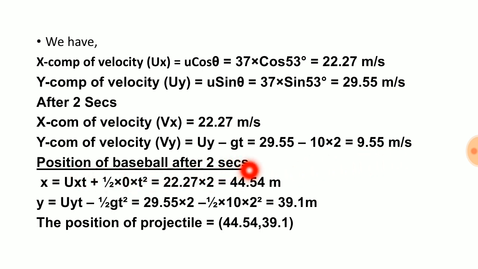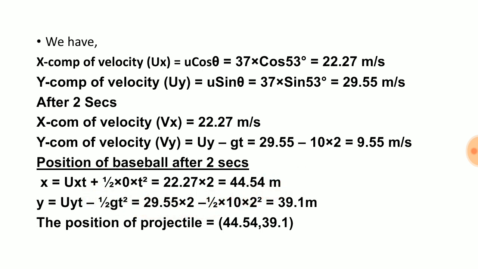Now let us find the position of the baseball after 2 seconds. After 2 seconds the x position will be, our formula is s equals ut plus half at square, but if I write x here our a will be 0, because in projectile motion the acceleration towards the x-axis becomes 0 because of constant velocity. So x will be 44.54 meter and y will be ut minus half g t square. This is also a modification of s equals ut plus half at square. So our y component or y distance is 39.1 meter. This is the position of the projectile after 2 seconds.